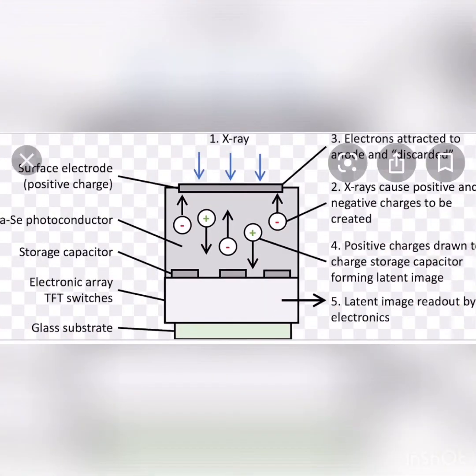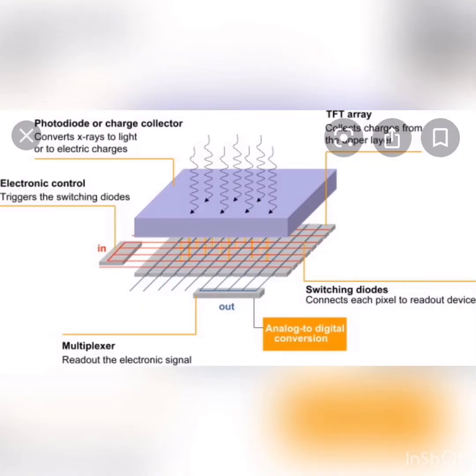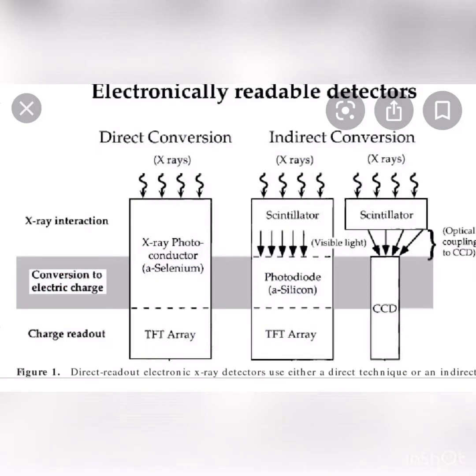In direct DR, a layer of X-ray photoconductor material is used instead of an X-ray scintillator. This directly converts X-ray photon energy into free electrical charge carriers. The most commonly used photoconductor is amorphous selenium. So in this sequence, X-ray photons are absorbed by the amorphous selenium photoconductor. And next, electrical charge carriers, negative electrons and positive holes, are created in the amorphous selenium.